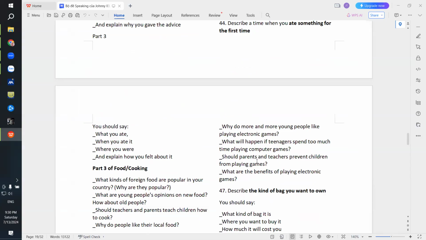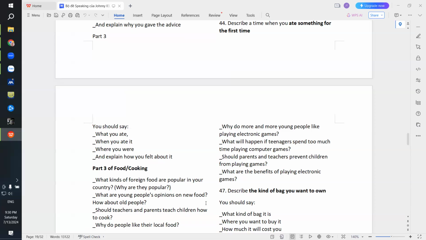What kinds of foreign food are popular in your country? And why are they popular? I'll let you answer this one, okay? Think about the culture of the people who make that food. Think about the taste. Think about the price as well. So what are young people's opinions on new food? How about old people? For example, is it easy for old people to accept new food or not? Or do they just want traditional food?